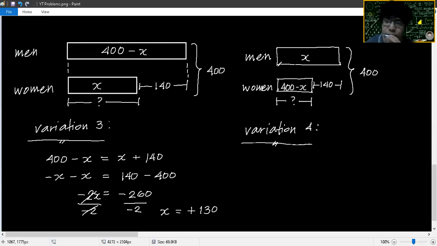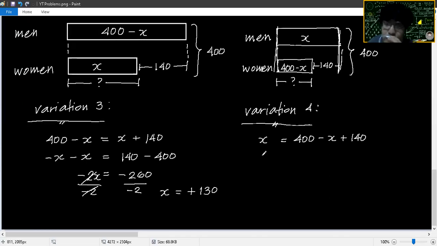Now, we may represent this as equal. The number of men has the same length as the number of women. So in this case, x equals 400 minus x plus 140. What will happen here is you may use the additive inverse. So this will become x plus x equals 400 plus 140. Combining the similar terms, 2x equals 540.